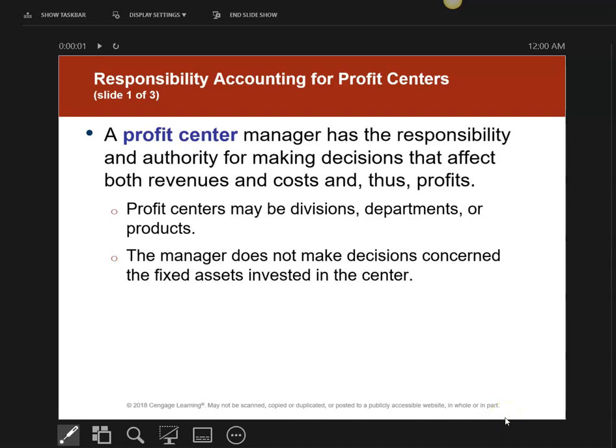So our next lecture video for chapter 23 is called the Profit Center. Remember, there's only three in this chapter: Cost Center, Profit Center, and Investment Center. And for this accounting profit center, we're going to be looking at both revenues and costs. Therefore, we're talking about profits.